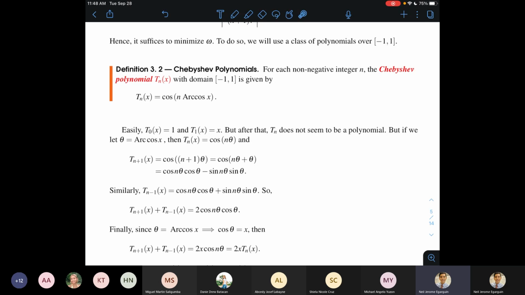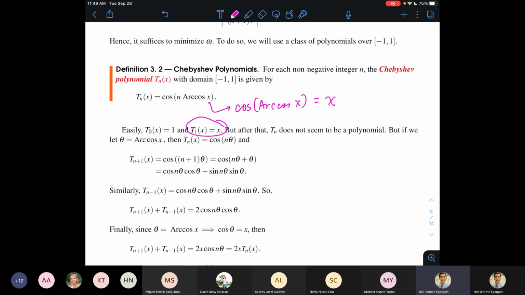Okay, so I hope that's clear. And they are defined this way. So easily, if n is equal to 0, okay, so if n is 0, you will just have here cosine of 0. Cosine of 0 is 1. So the degree 0 Chebyshev polynomial is just a constant polynomial 1. If n is equal to 1, then this guy turns out to be cosine of r cosine of x. But cosine and r cos are inverses of each other. So this will just become x. So the degree 1 Chebyshev polynomial is the linear function x.